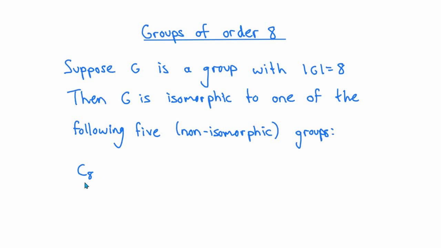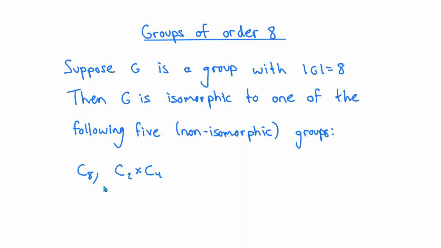So first of all, there's the cyclic group of order 8, and I hope you got that one, because there's a cyclic group of order n for every positive integer n. Secondly, there's the direct product of the cyclic group of order 2 and the cyclic group of order 4. Now, I hope this is not confusing to anybody, because when we were talking about groups of order 6, we said that C6 was isomorphic to C2 cross C3. But here we're saying that these two groups are non-isomorphic.